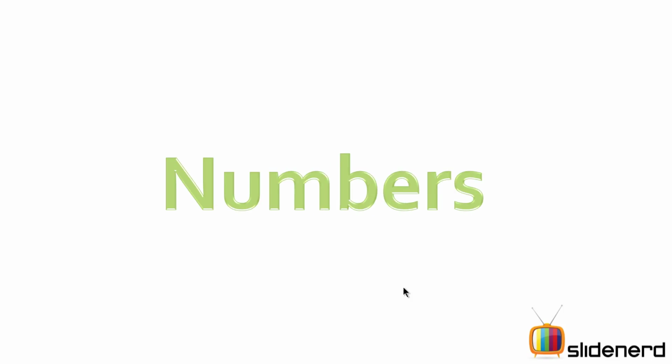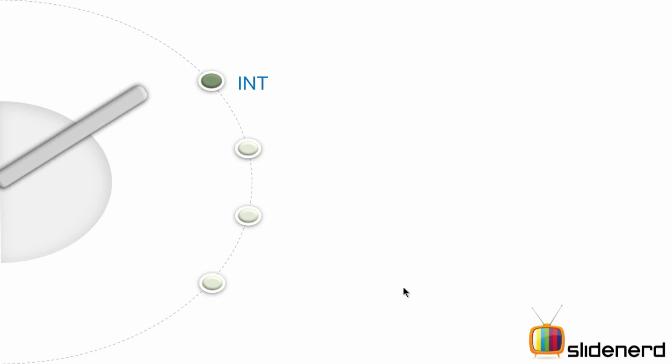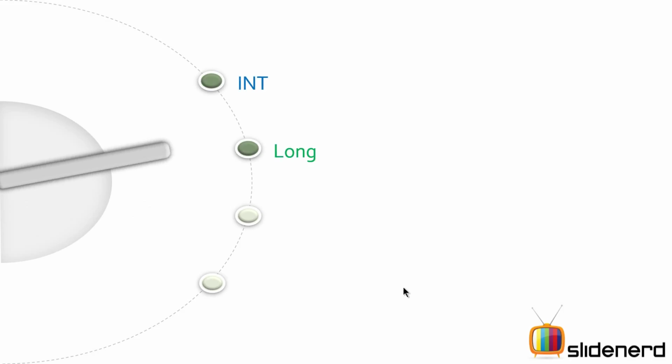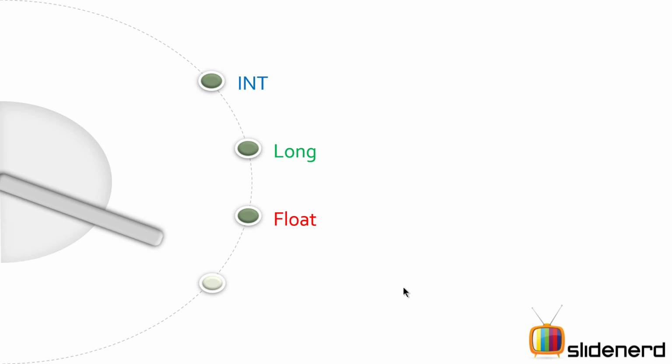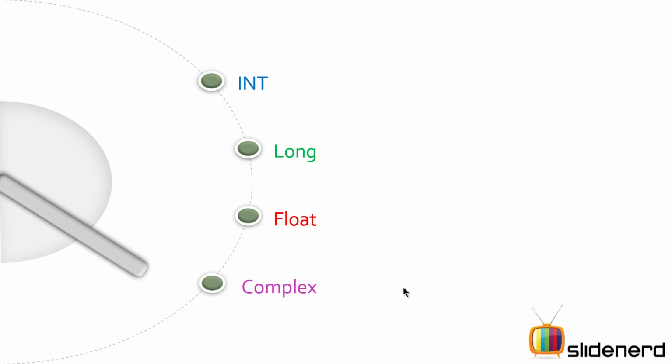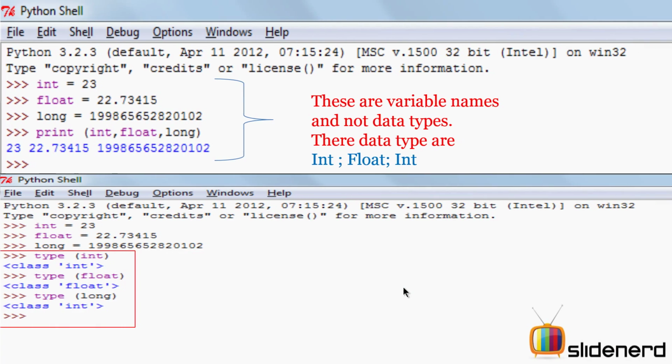Numbers in Python. The following are types of numbers in Python: integer, long, float, and complex. Let's have a look at each of them in detail. Here I have a variable int and I've assigned a value 23. Next I have a variable float, assigned a value 22.73415. Next, I have a variable long, assigned a value 199, etc.